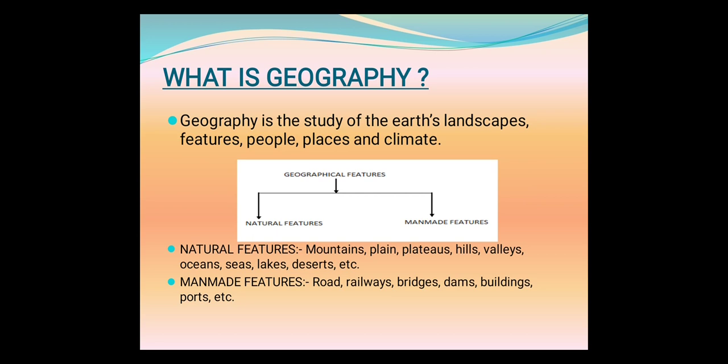To understand the landscapes of the earth, geographical features are classified into two types: natural features and man-made features. Natural features are naturally created features of the earth. For example, mountains, plains, plateaus, hills, valleys, oceans, seas, lakes, deserts, etc. Whereas man-made features are created by humans on earth. For example, roads, railways, bridges, dams, buildings, ports, etc.